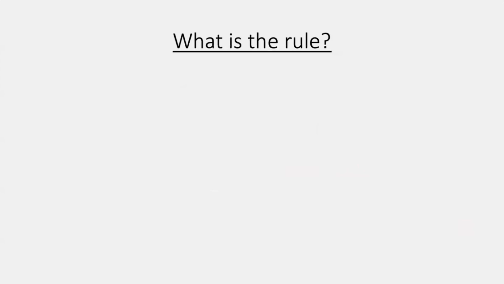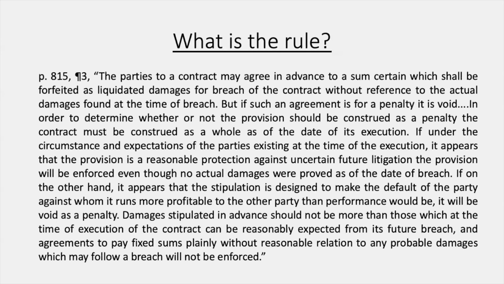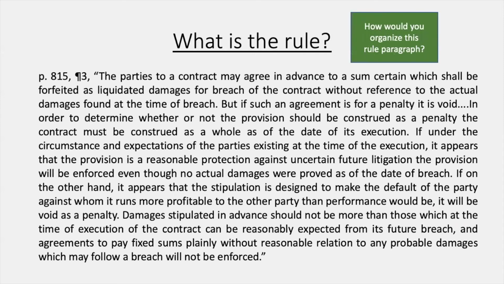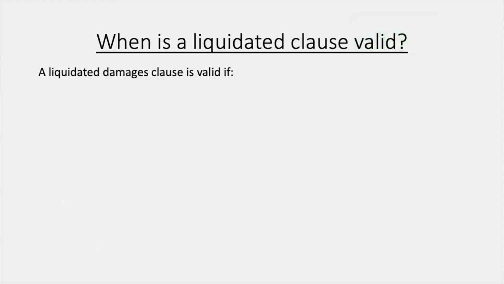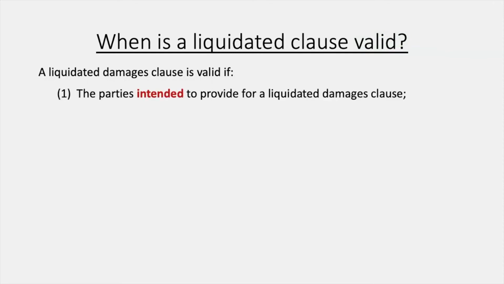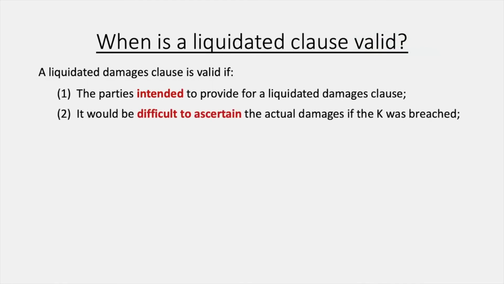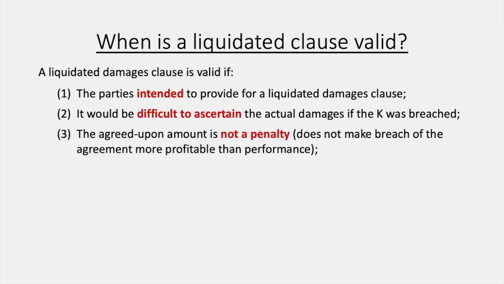Now, what kind of rule do you actually use on the exam? The actual rule was on page 815, paragraph 3, which was a giant paragraph. But how would you organize this rule paragraph into something that you can memorize and actually create headings and subheadings for? Well, for the exam, the rule that I recommend memorizing is a liquidated damage clause is valid if the parties intended to provide a liquidated damages clause. It would be difficult to ascertain the actual damages if the contract was breached at the time of formation. And the agreed upon amount is not a penalty. It does not make breach of the agreement more profitable than performance.